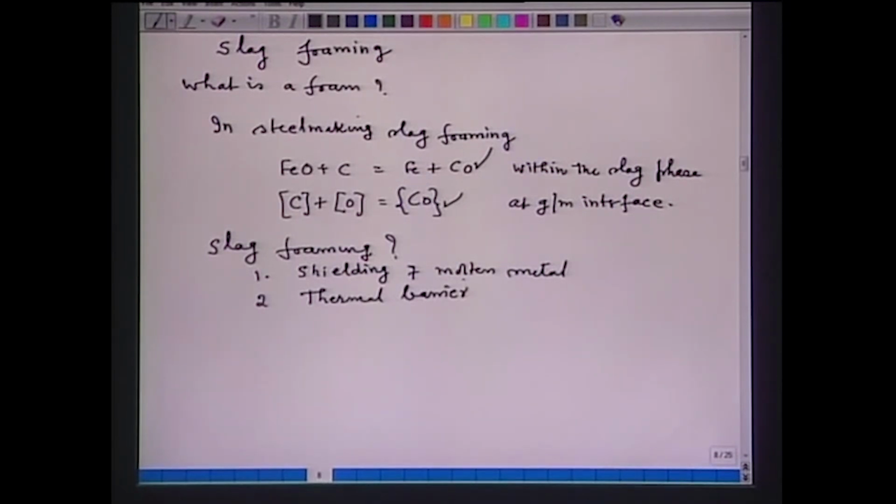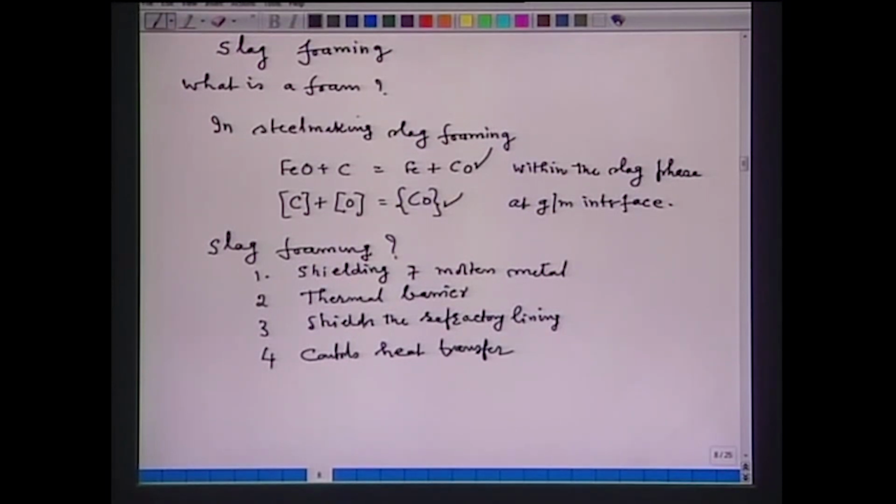Also acts as a thermal barrier. It shields the refractory lining, particularly in electric arc furnace steel making. Fourth, it controls heat transfer from post combustion flame to the metal bath.